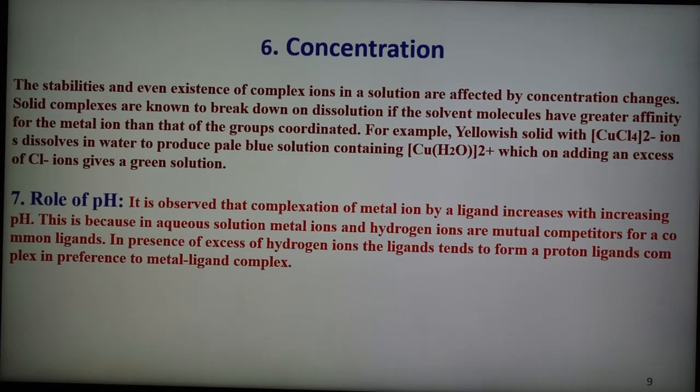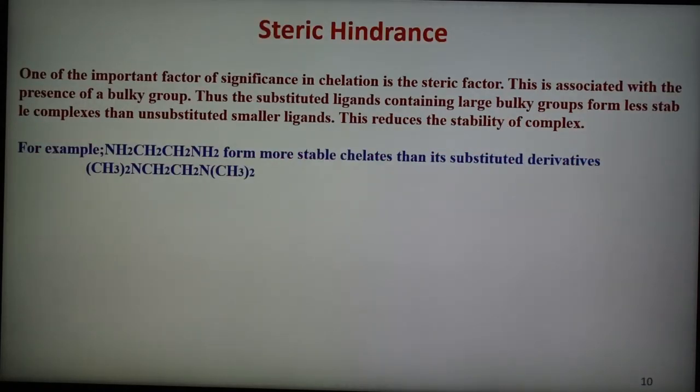Number 7 factor is the role of pH. It is also observed that complexation of the metal ion by the ligand increases with increasing pH. This is because in aqueous solution the metal ion and the H+ ion both form complexes with common ligands. In the presence of excess H+ ion, the ligand tends to form a proton-ligand complex in preference to a metal-ligand complex. So pH is also very important for the formation of complexes. And the last factor is steric hindrance. As we know, steric hindrance means that if more ligands are accommodated in the coordination sphere, then the stability decreases.